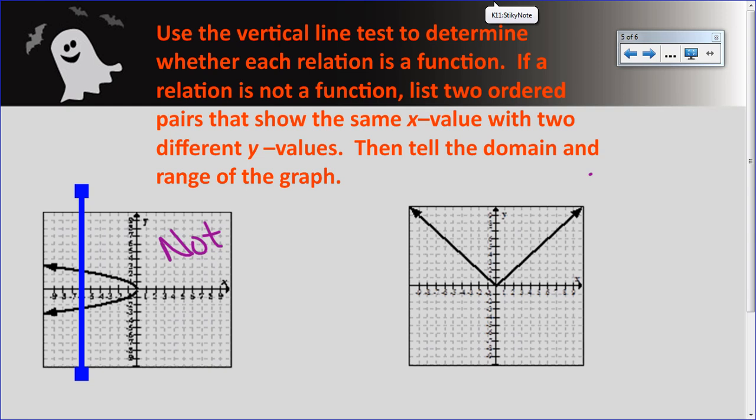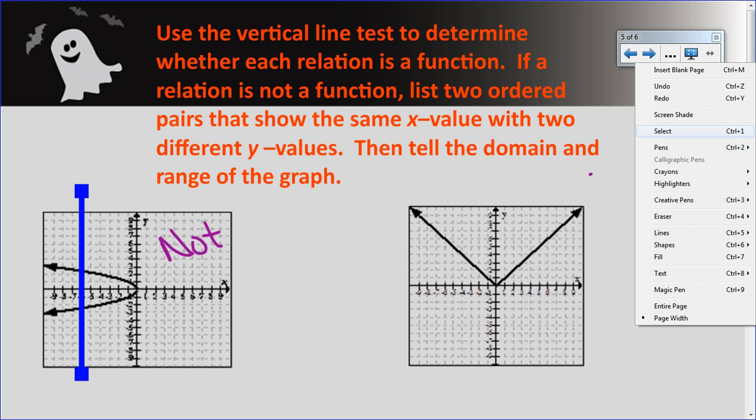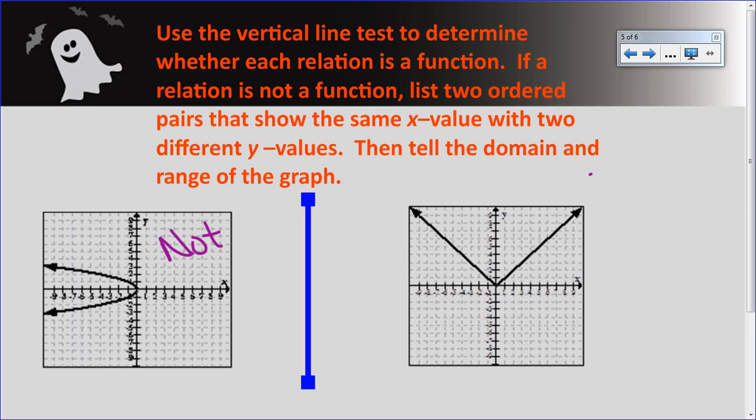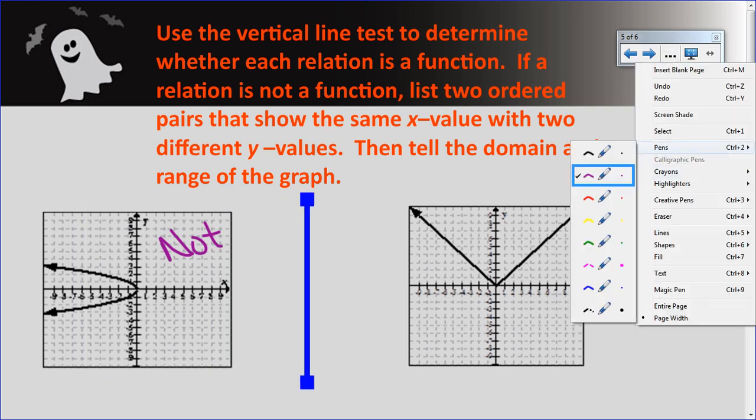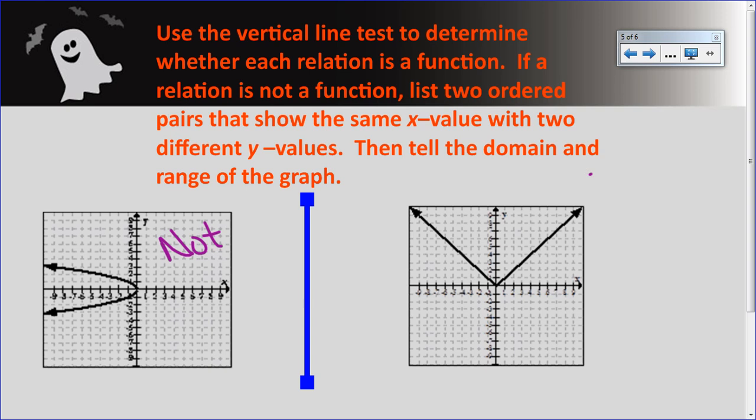Now the next thing we have to do is list 2 ordered pairs that show one x value with 2 different y values. So we're going to move that vertical line out of the way, and we're going to do that very thing. We're going to mark 2 different points. Let's do this point and this point.